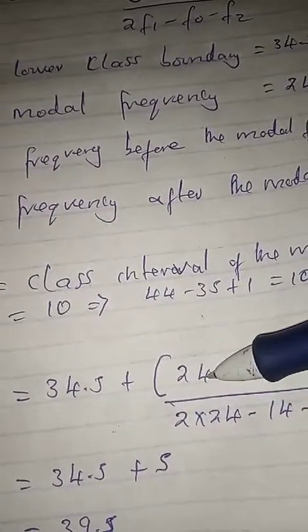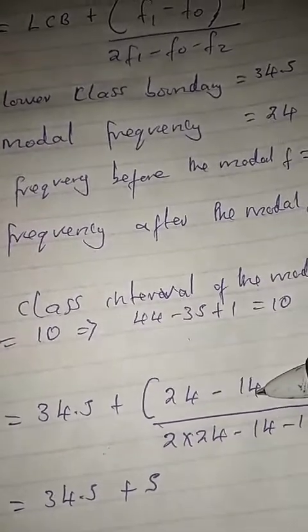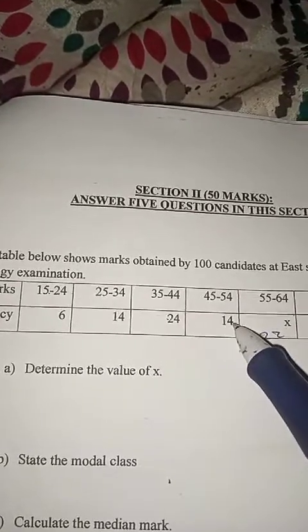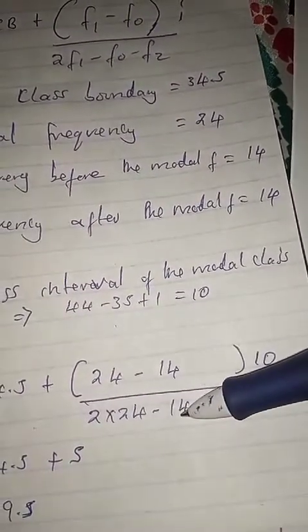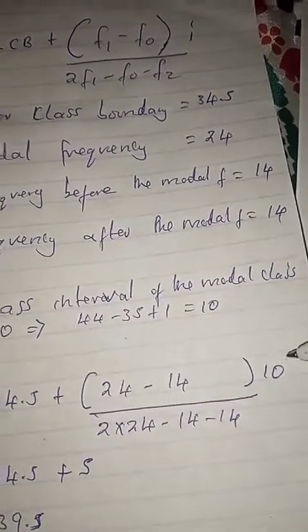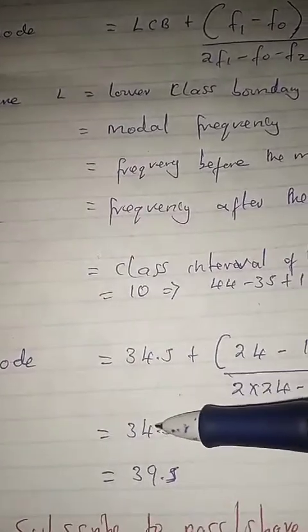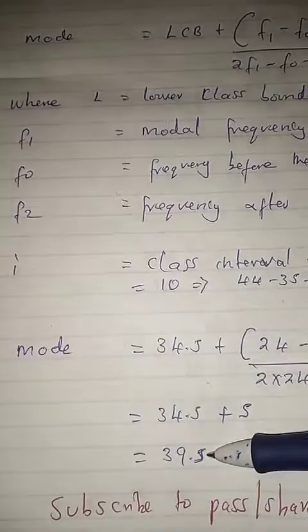Then plus the modal frequency, which is 24, the highest frequency, minus the frequency before the modal frequency. The frequency before the modal frequency is 14. Therefore, it becomes 24 minus 14. Then the frequency after the modal frequency also is 14. So you substitute here, divided by 2 times the modal frequency minus 14, which is before, then minus 14 after, times the class interval, which is 10. Then the calculator gives us 34.5 plus 5, which is 39.5 as the modal mark of the grouped data.